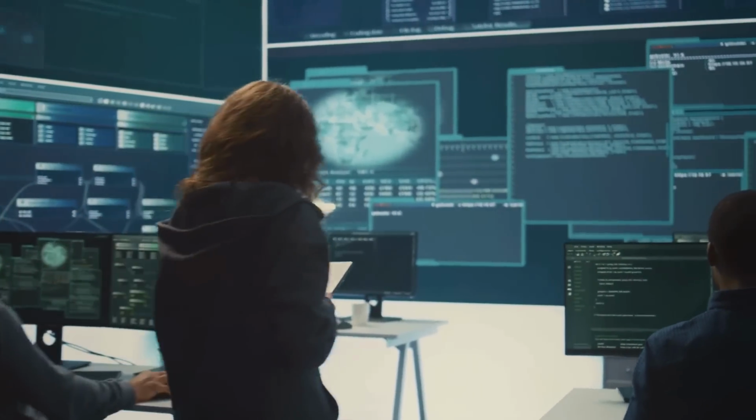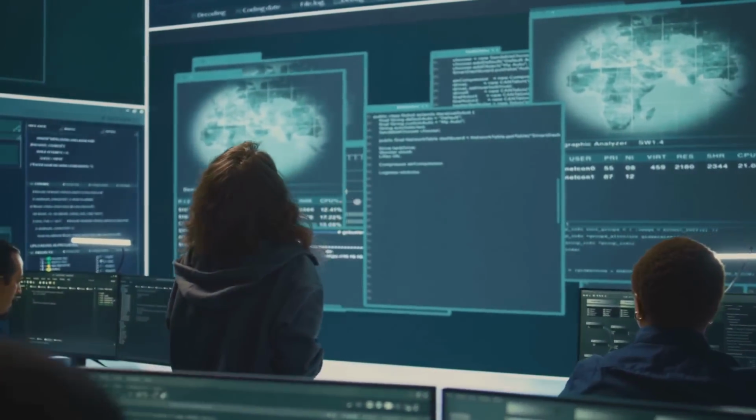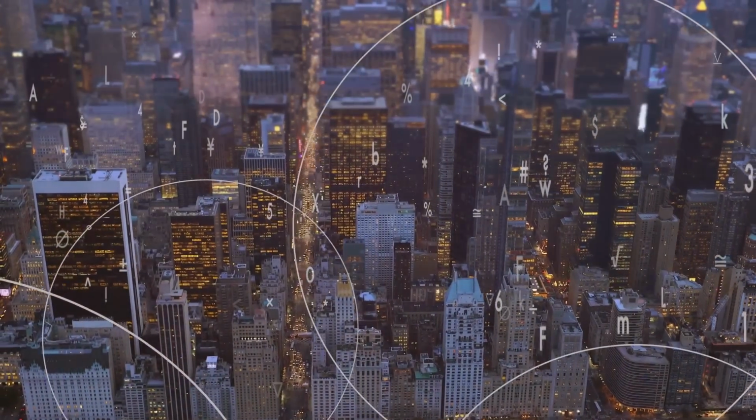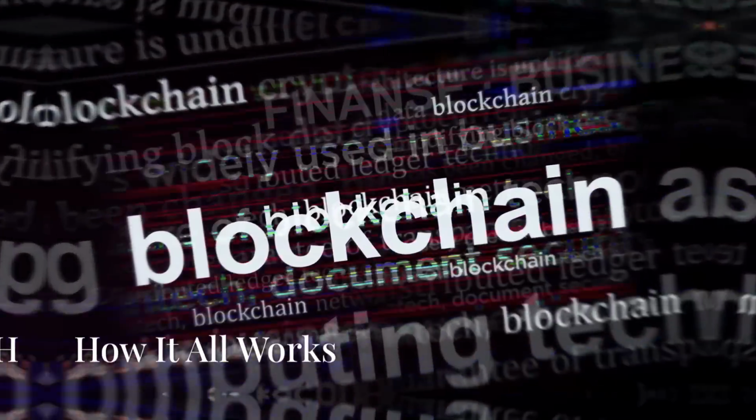This makes it incredibly difficult for anyone to cheat the system or change the records without others noticing. Think of it like a giant global spreadsheet that everyone can see and trust. No more middlemen, no more single points of failure. Pretty empowering, right?